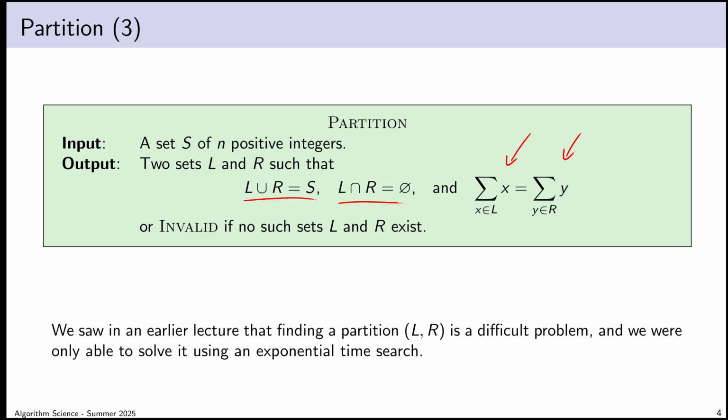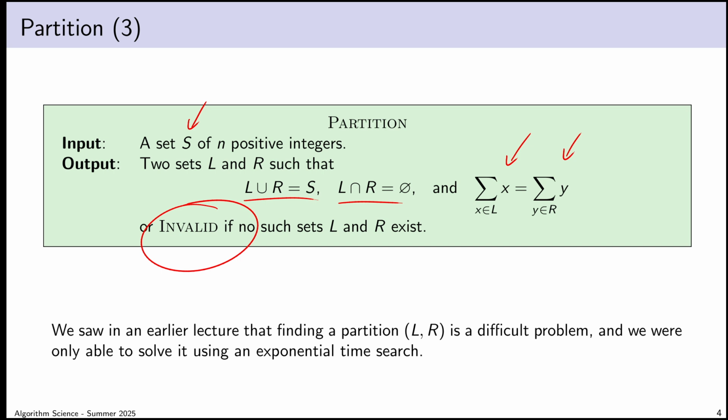Now, we also know that there are cases where this might be impossible, where no sets L and R exist for a particular input set S, and in that case, you are allowed to bail out. You can say that there is no solution. And we tried to tackle this problem in lecture 12, and we were successful. We were able to come up with an algorithm that solved it.